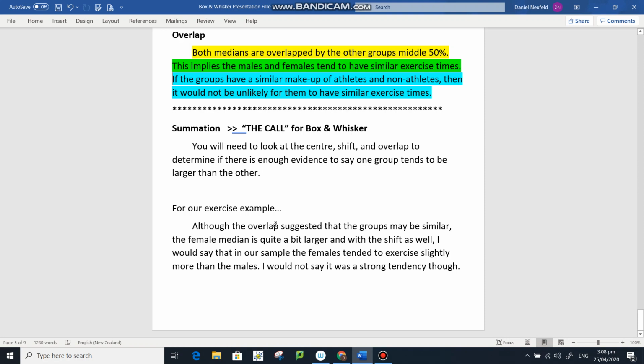So although the overlap suggests the groups may be similar, the female median is quite a bit larger. And with the shift as well, I would say that in our sample, again, we are talking about just the sample, not the whole population, the females tended to exercise slightly more than males. I would not say it's a strong tendency, though. So it's there, but it's not perfect. If I had an overlap to back it up, then I'd feel really comfortable.